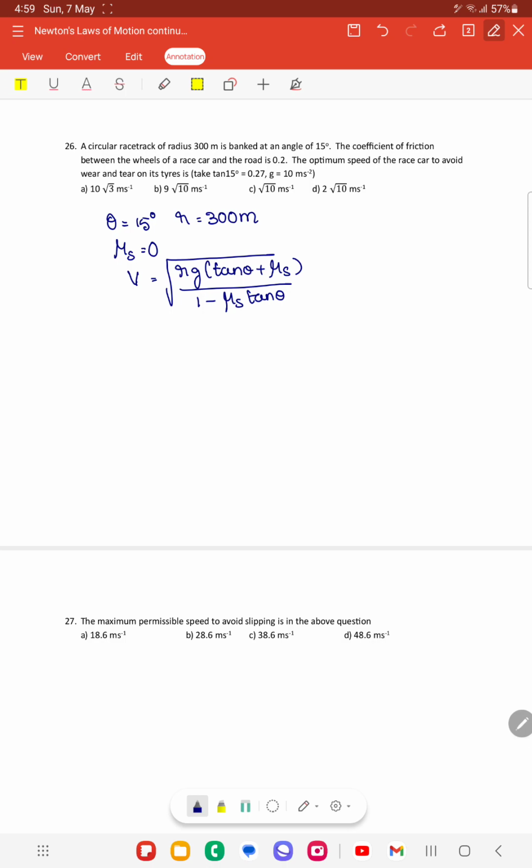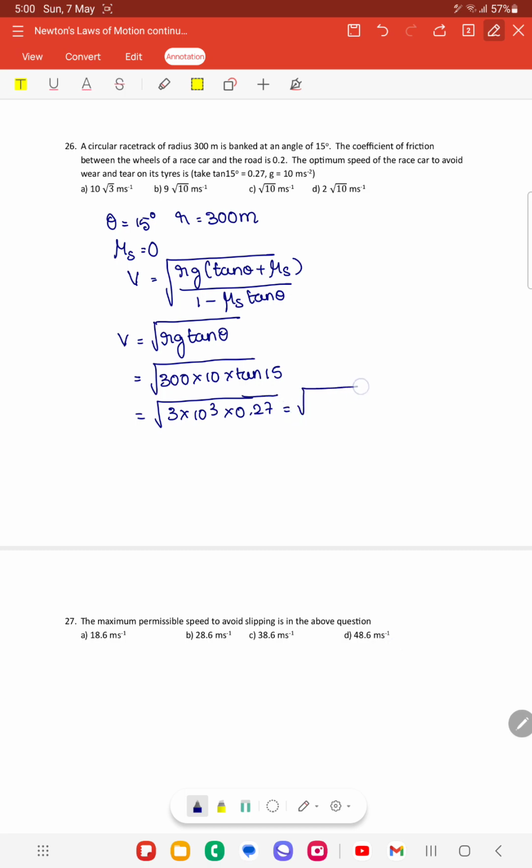When mu s is equal to 0, if we substitute, we get the equation for the optimum speed, that is v equals root of r g tan theta. So substituting the values, we have R is 300, g is 10 and tan 15. So we have 3 into 10 raised to 3 into 0.27. Tan 15 value is given as 0.27.